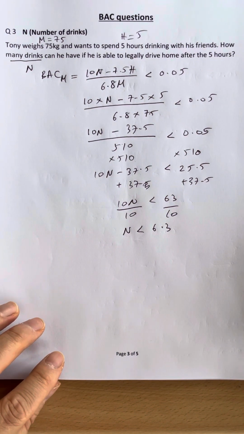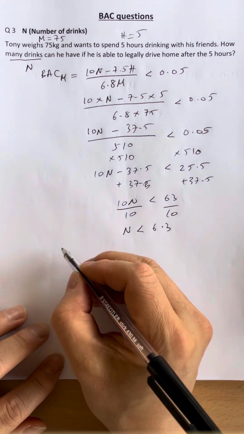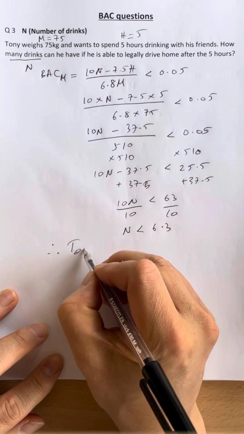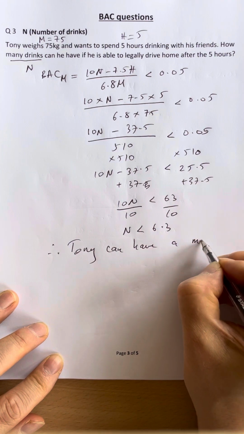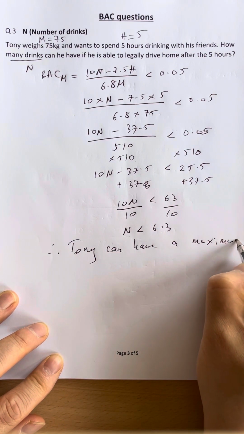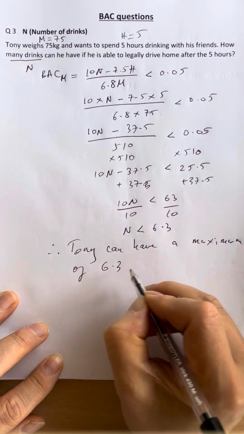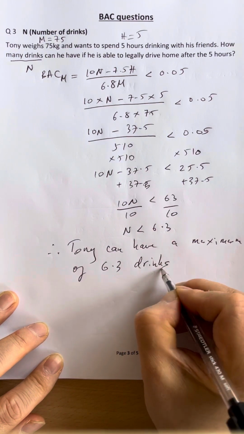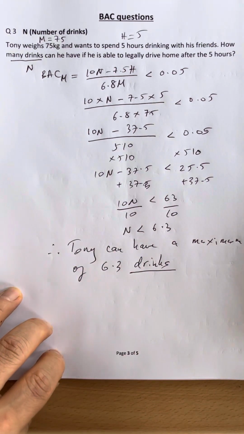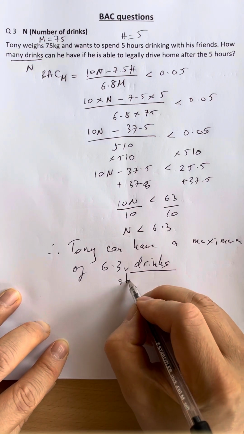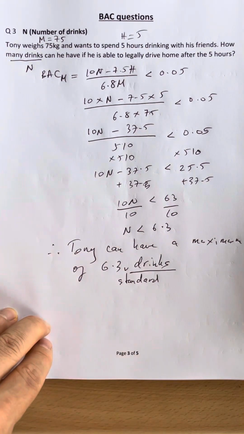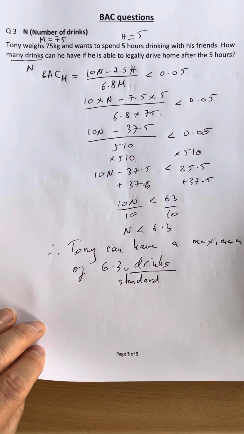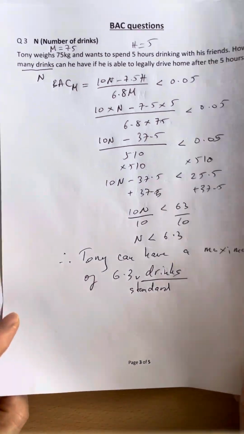So how do you answer it? How many drinks can you have? Well, the answer is, therefore, Tony can have a maximum of 6.3 standard drinks. Should have the word standard here as well. That means you can't have more than 6.3. It has to be less than 6.3. That's, you say, maximum of 6.3. So that's the third question.